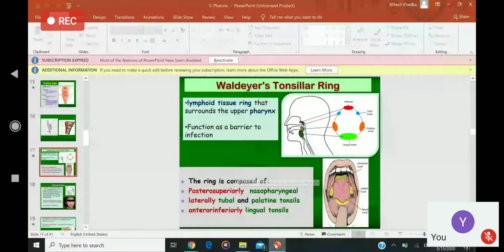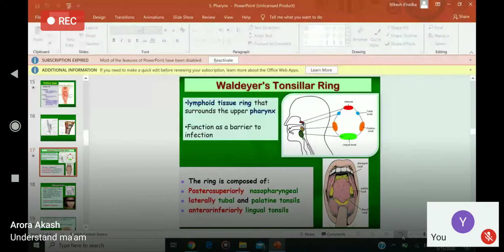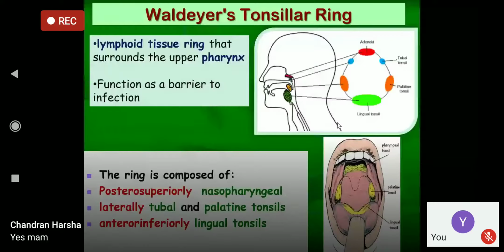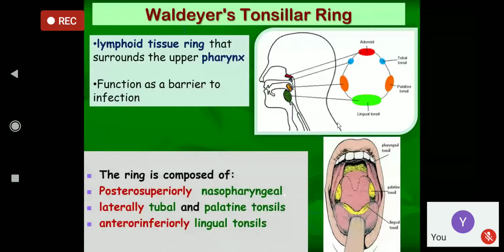It is the lymphoid tissue ring which is present around the upper pharynx. The main function of those is to act as a barrier to infection. This acts as a first line of defense to your inhaled particles, food particles and also inhaled air. Now, what are the lymphoid tissues that will form our tonsillar ring? Over here, posterior superiorly, we have the pharyngeal tonsil.